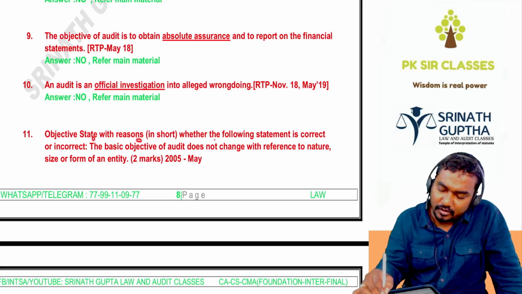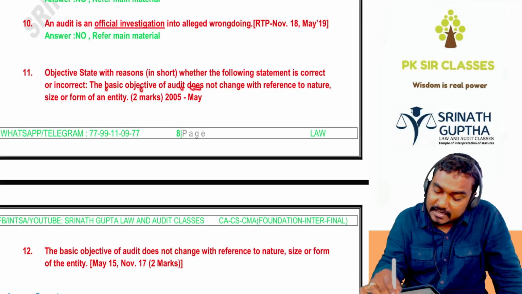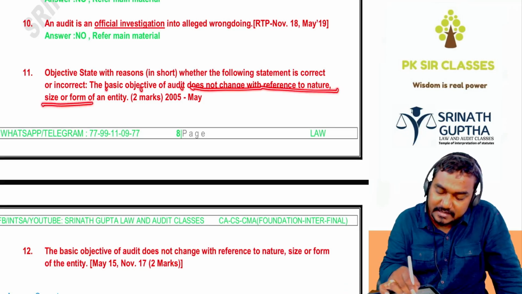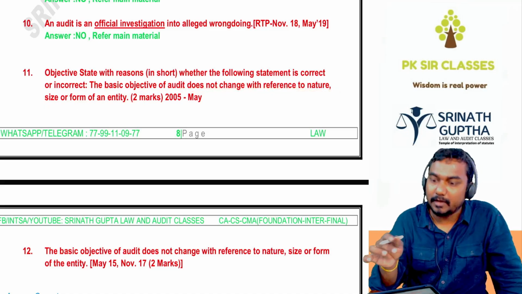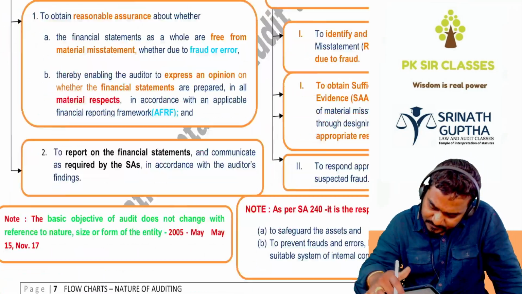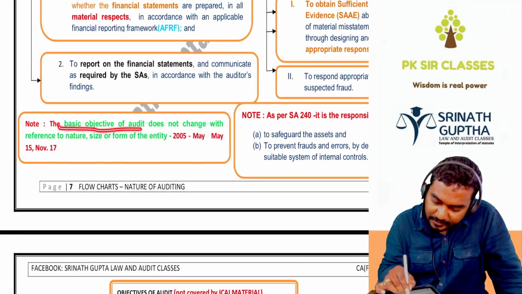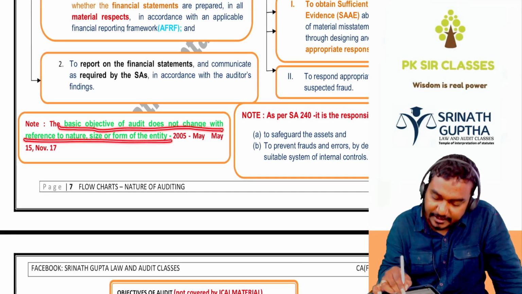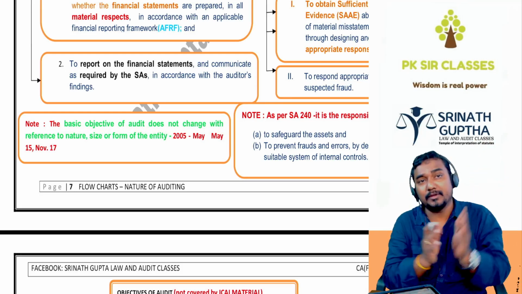State with reasons whether the following statements are true or false. The basic objective of the auditor does not change with reference to nature, size, and form of the entity. Auditing will remain the same, no, but will the objective remain the same or change? Same or change? Somewhere I wrote this statement also. देखो बेटा, the objective of the audit does not change with reference to nature, size. I am auditing a small company, my objective is expressing the opinion. I am auditing a big company like Reliance.